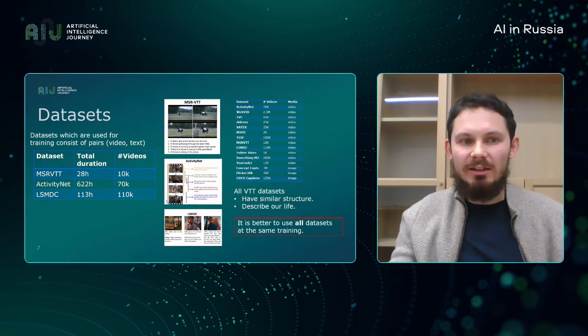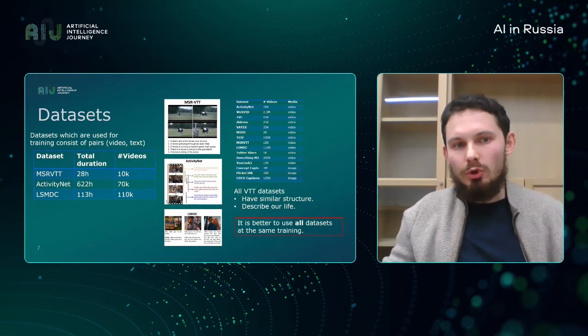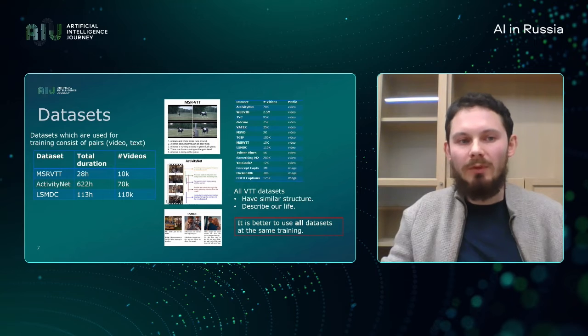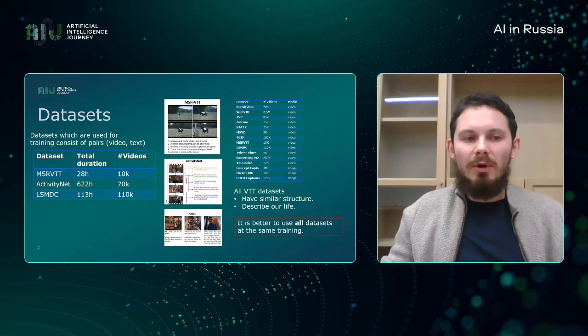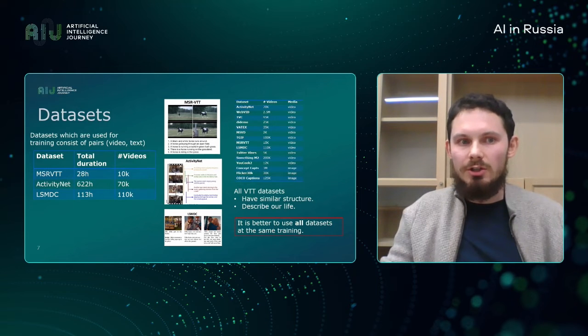What kind of datasets do we use for this problem? All datasets are similar in structure. They have pairs, video and text. The most popular ones are MSR-VTT and LSMDC. Pay attention that MSR-VTT is very small, only 10,000 segments with 10-hour videos.